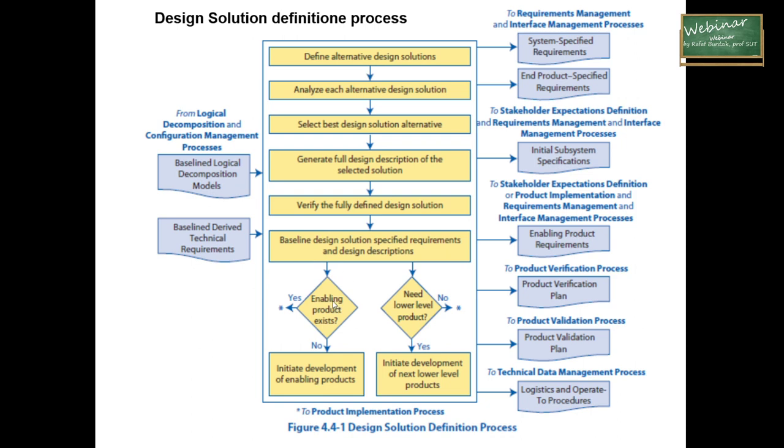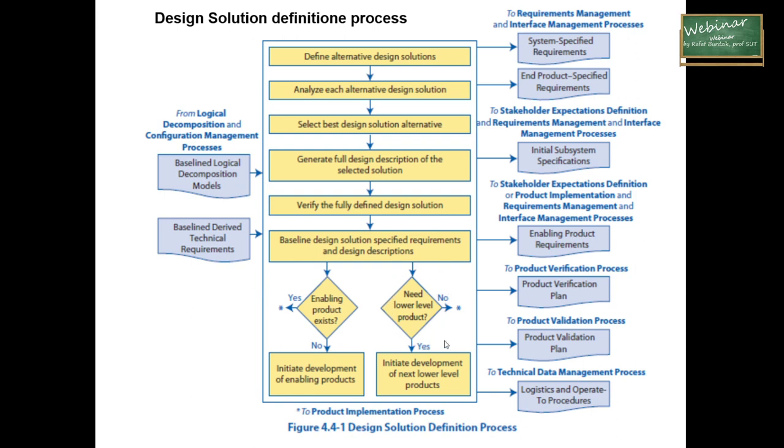So you can answer the question, do enabling products exist? Yes. If yes, you can go through to the next stage. No, you cannot go through the next steps. You have to analyze and use the feedback and the reverse analysis. If no, you can initiate development of the enabling product.